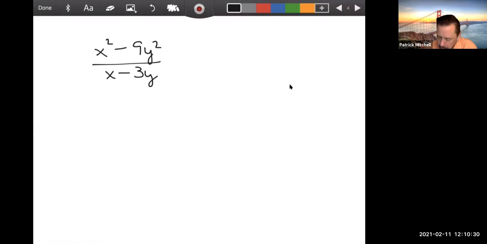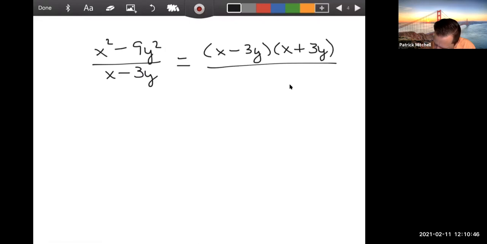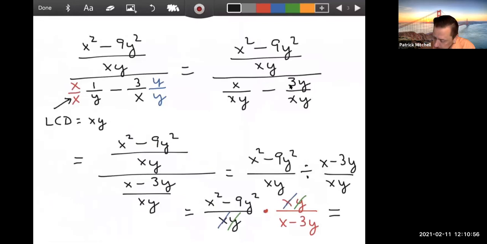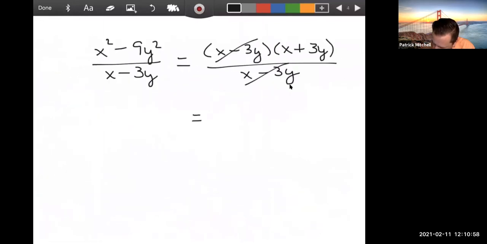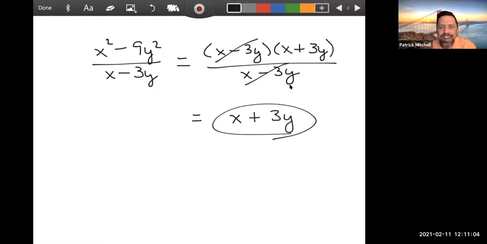Well, I guess we won't know until we factor. Notice that the numerator is a difference of two squares. That factors into x minus 3y times x plus 3y. Oh yeah, we can simplify this. All right, so now we say goodbye x minus 3y. And believe it or not, that big messy thing that we started with simplifies all the way down to x plus 3y. All right. So let's see what else we got.